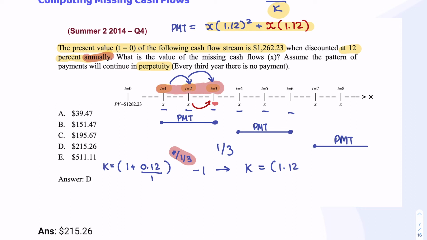1.12 to the power of 3 minus 1. And that gives us a k, if we do it together, of 40.49.